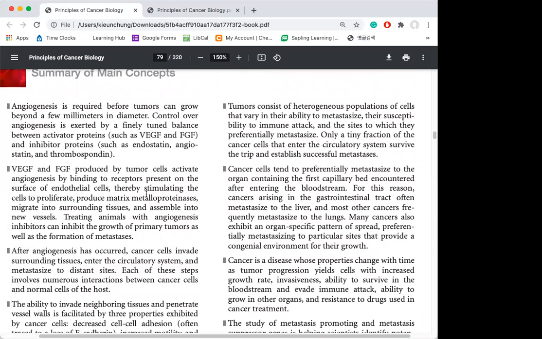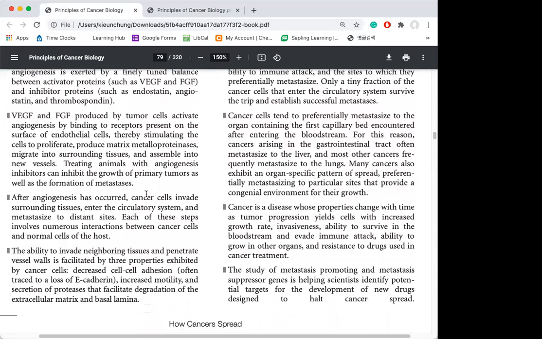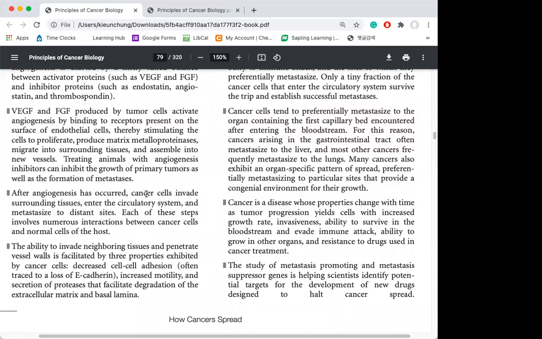A tumor consists of a heterogeneous population of cells that vary in the ability to metastasize, their susceptibility to immune attack, and the site to which they preferentially metastasize. Only a tiny fraction of the cancer cells that enter the circulatory system survive the trip and establish successful metastasis. Cancer cells tend to preferentially metastasize to the organ containing the first capillary bed encountered after entering the bloodstream.